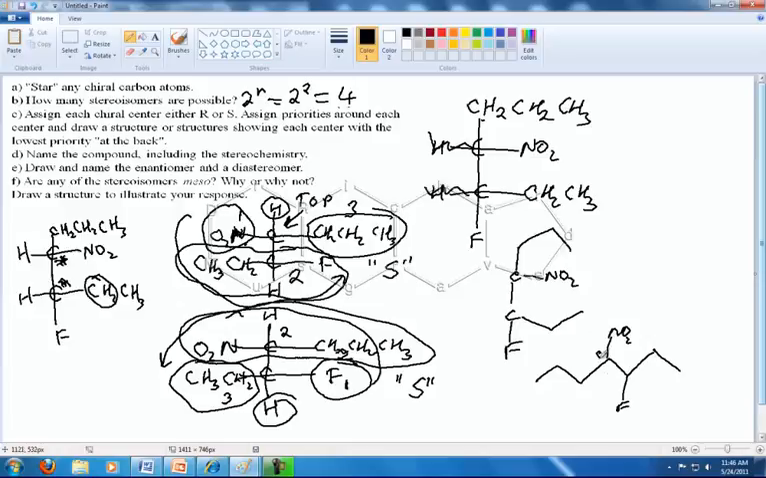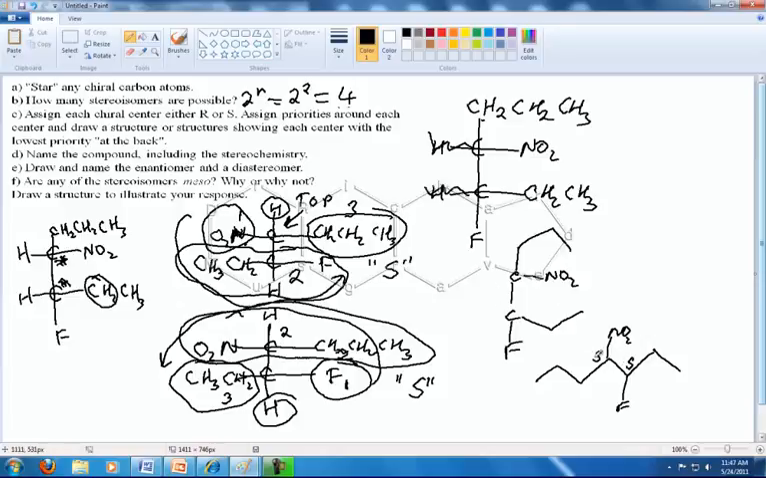Now we've already established that that's going to be S and that's going to be S, and we figured that out based on these assignments over here. Now remember that by rotating this hydrogen into the back, I did not change the stereochemistry of this original compound. Rotating only just puts the lowest priority group in the back. It does nothing to change the stereochemistry of either of the top or the bottom center.